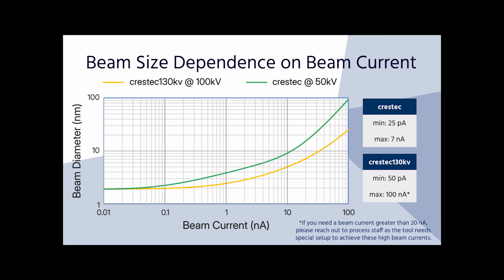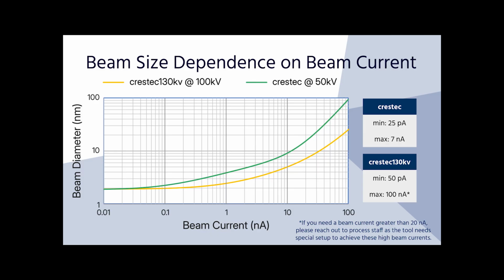For the 100 kV tool, we can see that there is only marginal improvement in beam diameter below 1 nanoamp, and on both systems, the beam diameter bottoms out at about 2 nanometers at very low beam currents. We also see that the beam diameter is significantly smaller at all beam currents for the 100 kV system, which is the expected behavior since it's at a higher voltage.